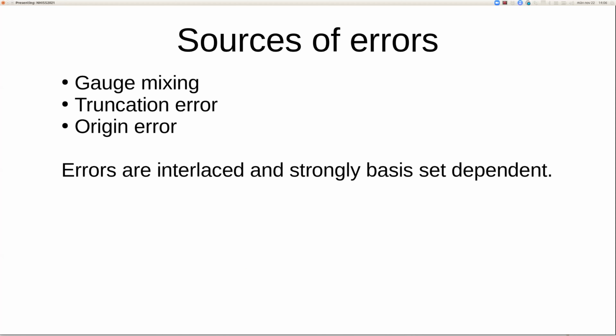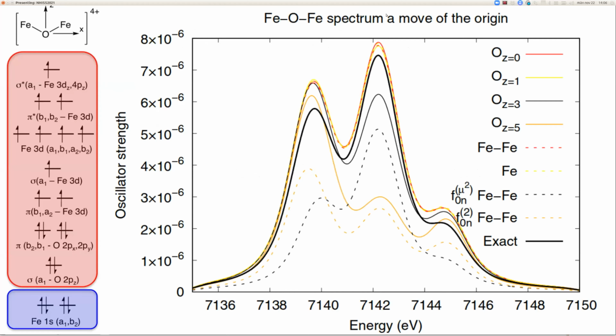So it's very hard to figure out what's happening, and you might be tricked into thinking that things are going fine. So here's a case of this molecule here, two irons and an oxygen in between. And here we're looking at a second order corrected oscillator strength. And we have a sequence of curves here where we're just moving the origin along the line going through the oxygen.